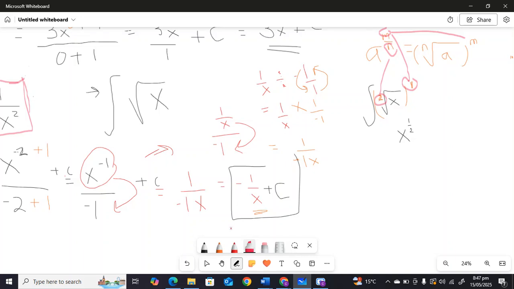So even this law of indices here, please remember it. You can write it down. Just write it down on a paper.